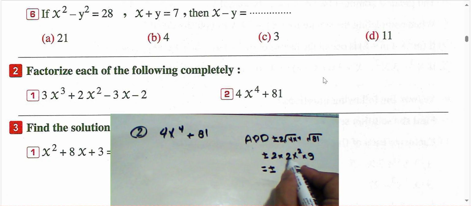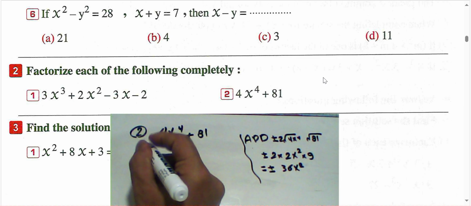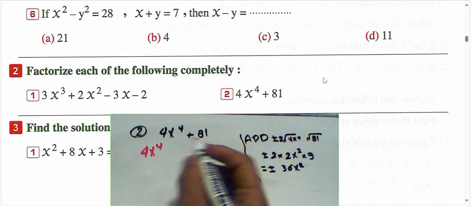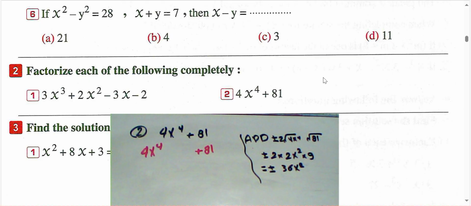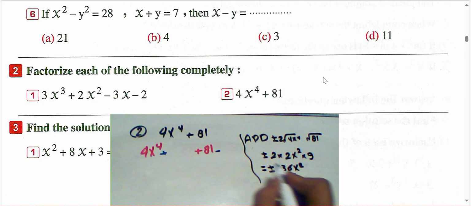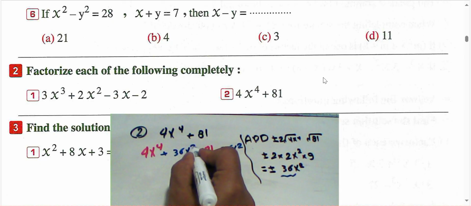It will be positive or negative 2 times 2 is 4, 4 times 9 is 36, x^2. Then we must add positive or negative this number. Then we can write 4x^4 and here 81, right between them, here negative and here positive, 36x^2 and here 36x^2.